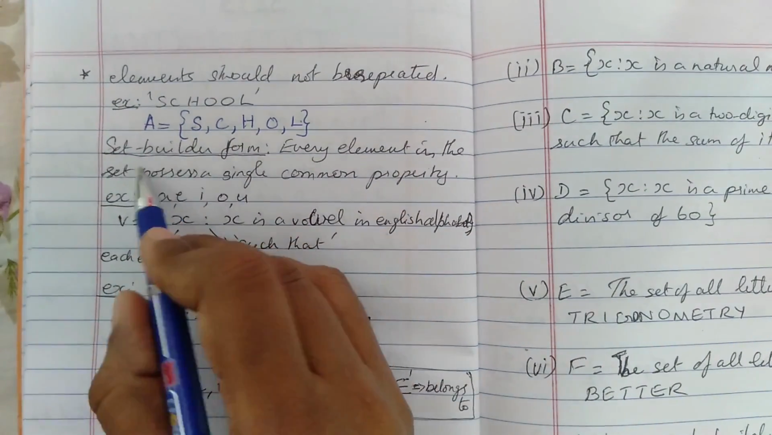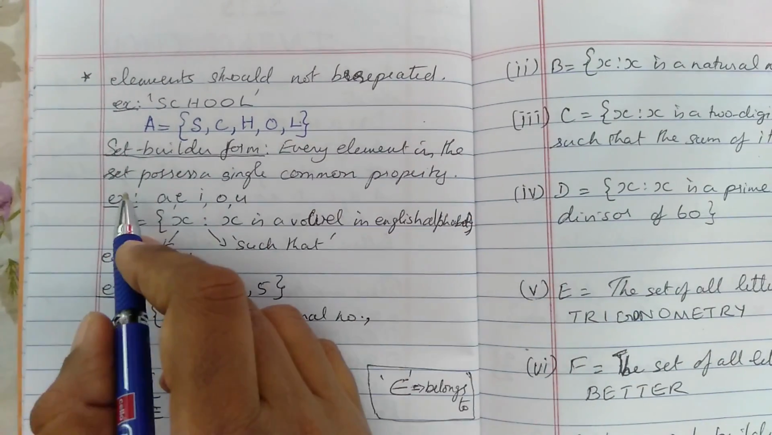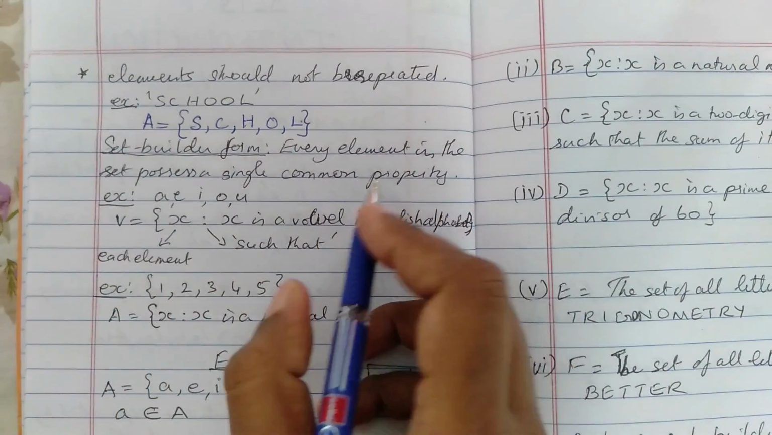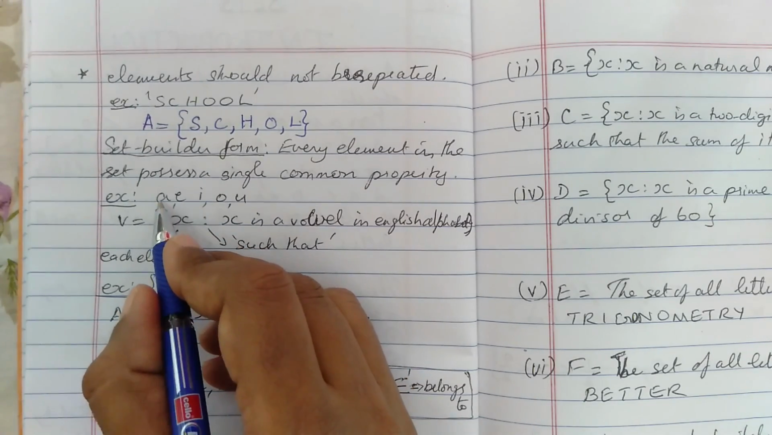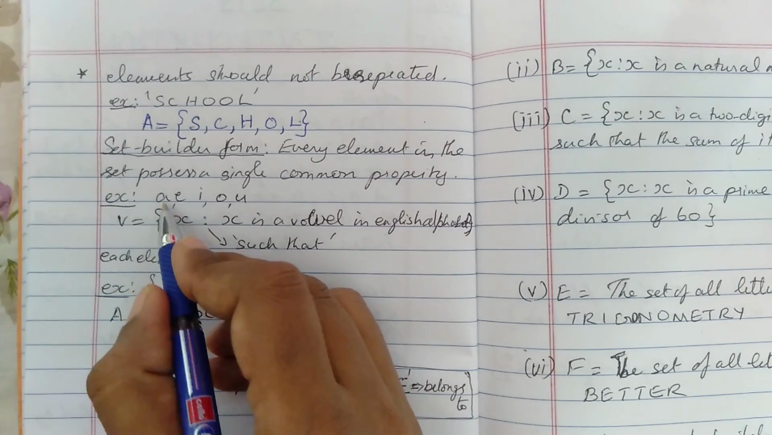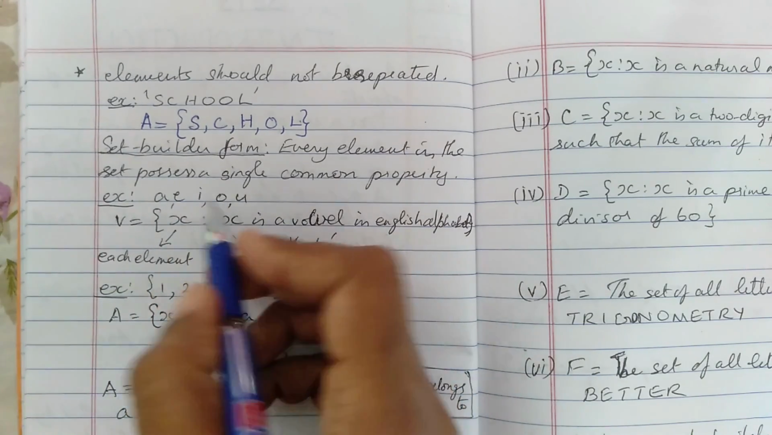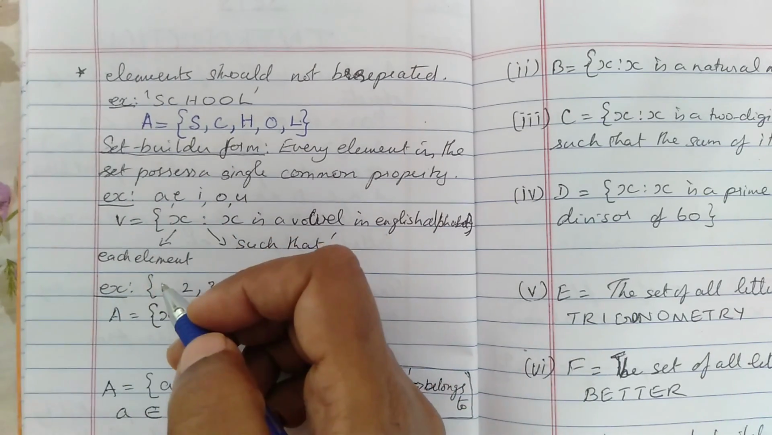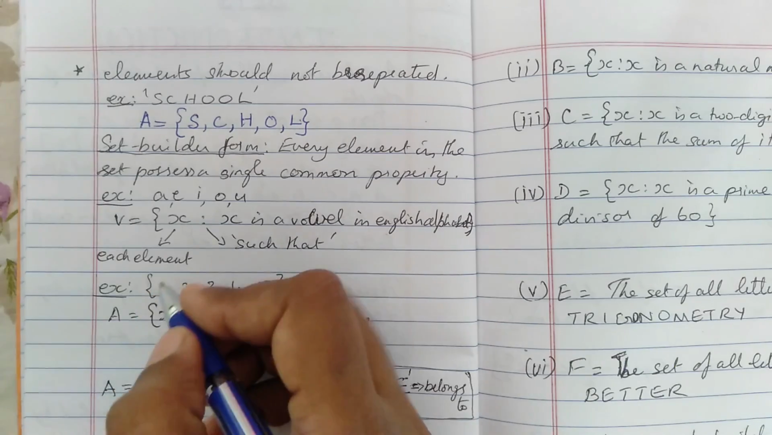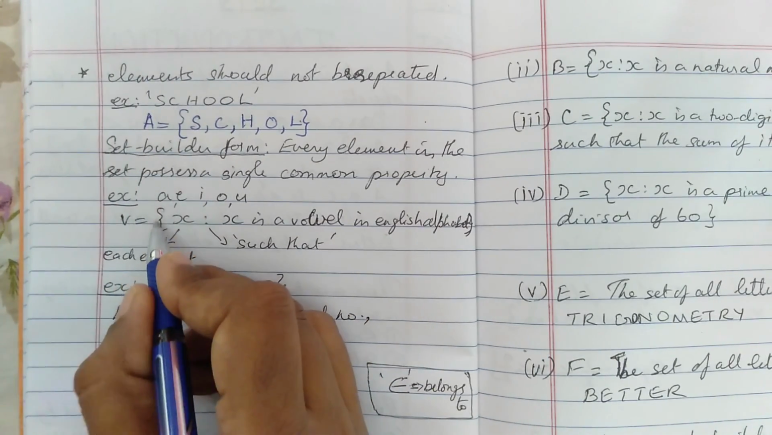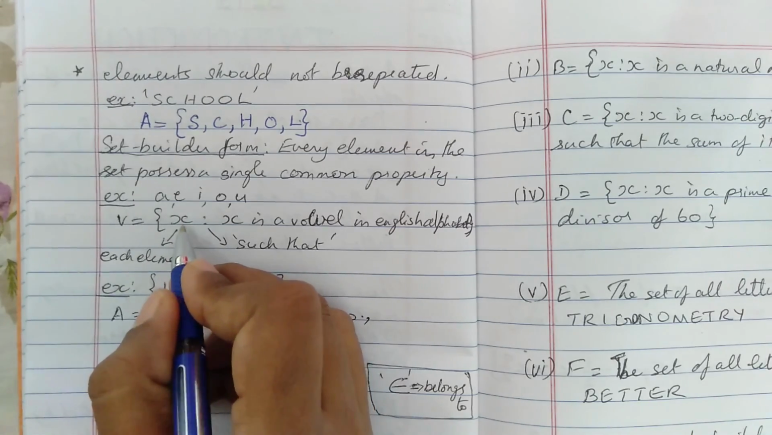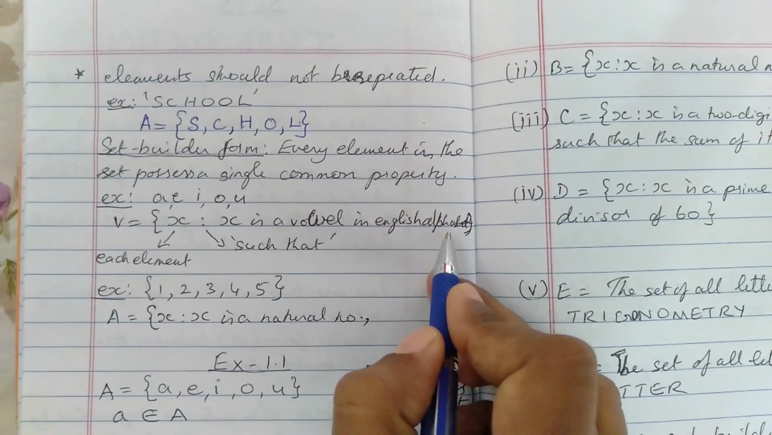Now next thing is set builder form. Every element in the set possesses a single common property. Single common property means, for example, I have taken the example as A, E, I, O, U. Now you all know that A, E, I, O, U are vowels of the English alphabet. So I am writing V. V means vowels is equal to, now braces, I will be writing. This is how I will be writing a set builder format.